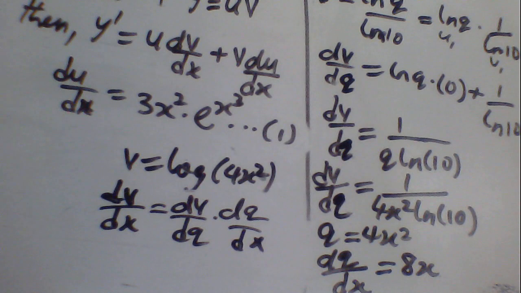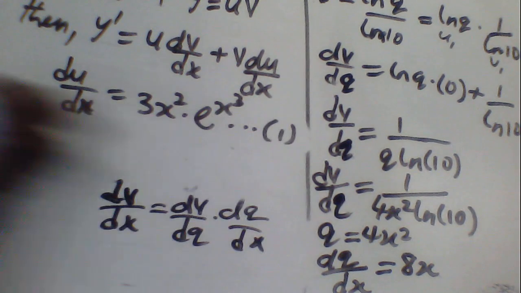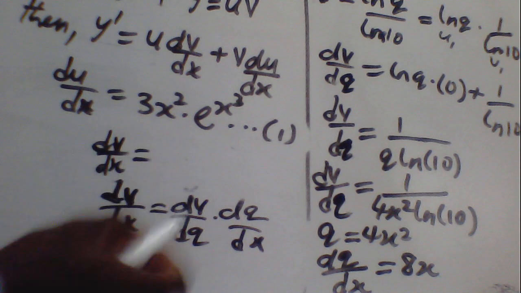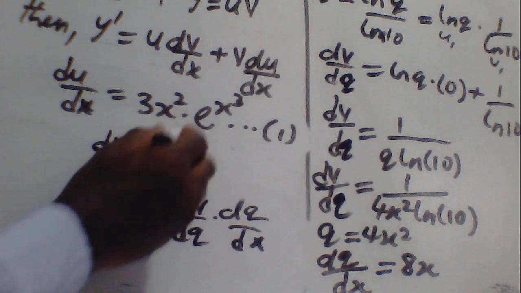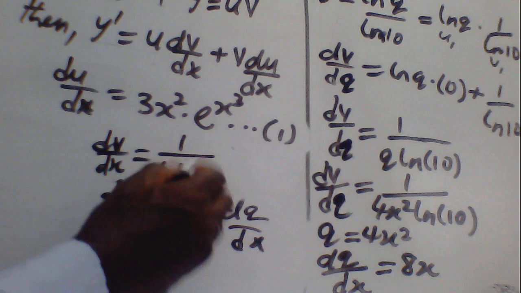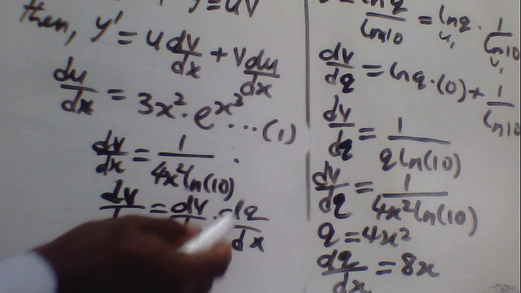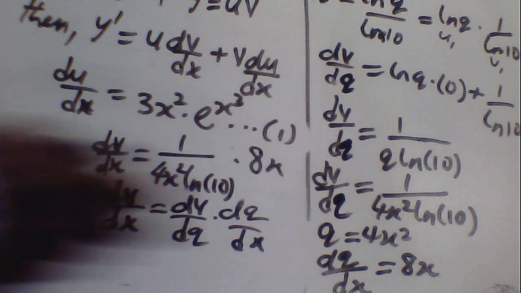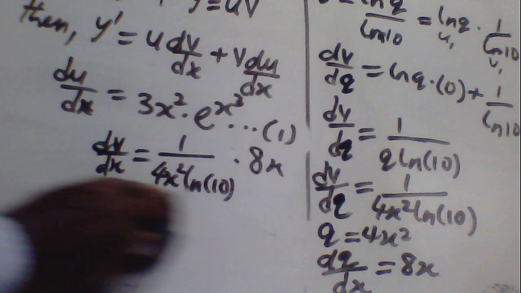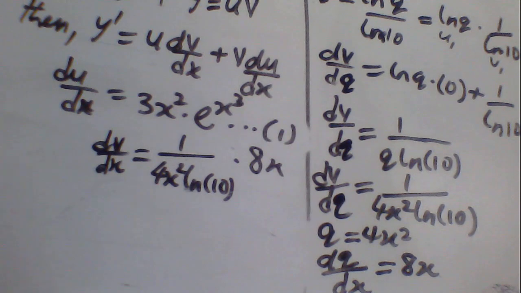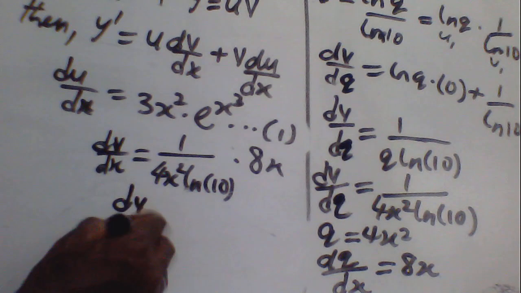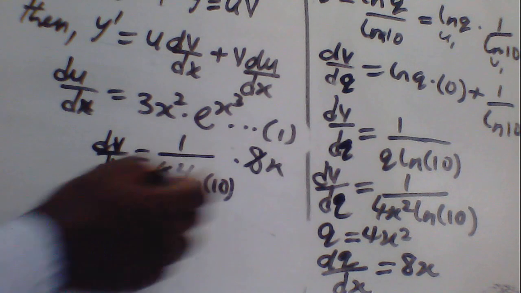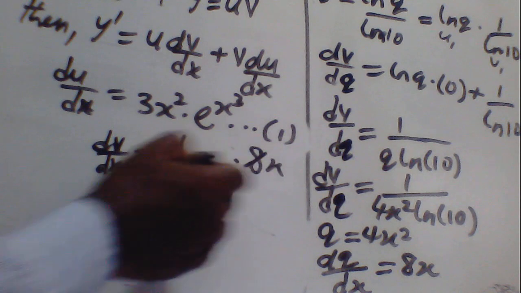So that I can clean it here. I hope you are seeing it. So that dv over dx is equals to dv dq. dv dq is equals to 1 over 4s squared ln 10 multiplying dq dx 8x. So you can simplify it. If you simplify it, you have dv over dx. 8 cancel, 4 divide itself 1. 8 divided by 4 will give us 2.